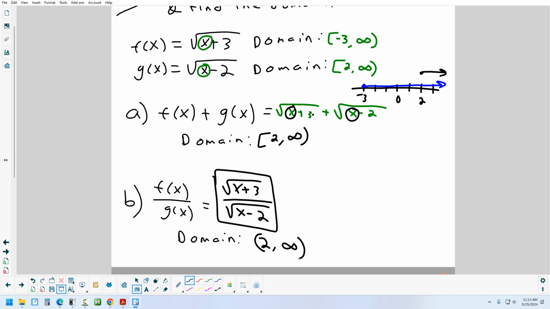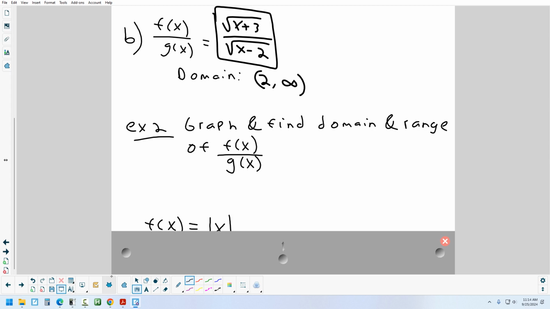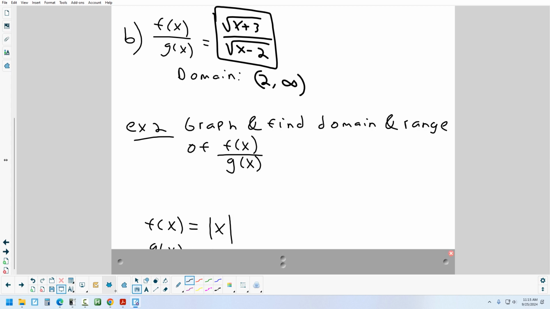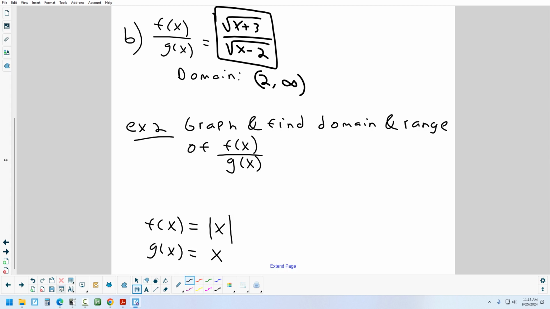Okay, a little tricky, but a big, important difference between those two domains. Questions on that? All right, and we could add these, subtract them, multiply them, divide them. You can combine these all different ways. But let's try a different one.